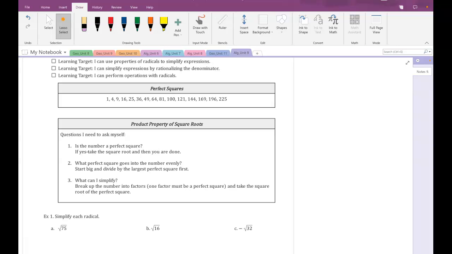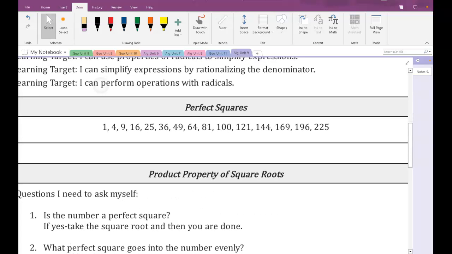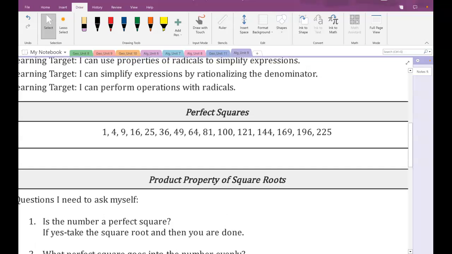The other name for a square root is a radical, not because they're super awesome, that's just the name we give them. So to simplify square roots, first you have to know what your perfect squares are. We're going to use perfect squares. Perfect squares are just your counting numbers multiplied together.